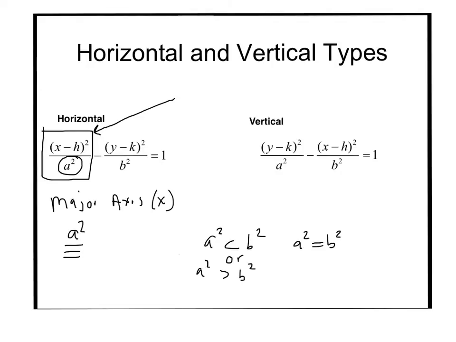So if you look at the vertical one that I have here, this guy is a vertical major axis because the y is the first term, or it's the positive term in the equation. This guy's negative, not just b squared, but that guy's negative because you got the minus sign right here. Okay, so that's how we tell. I'll point that out when we start doing some problems.